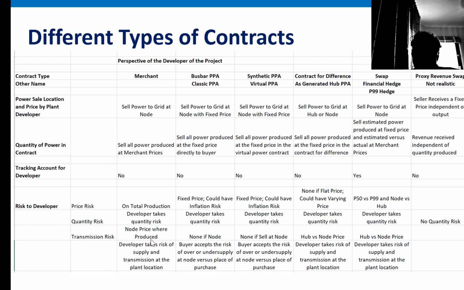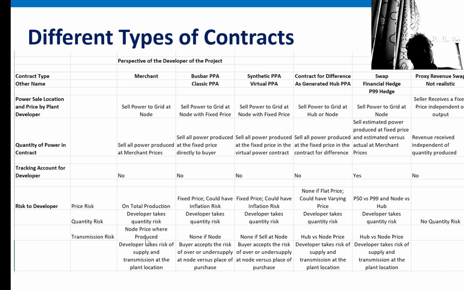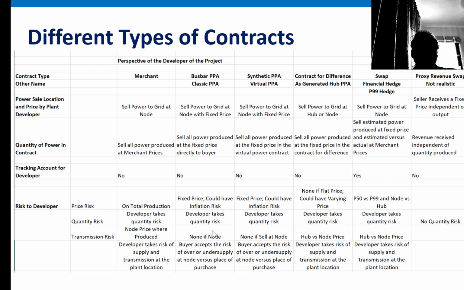The node is a market, a supply and demand market where you're producing the power. The hub is more centrally located where you have liquidity and people can make trades. That's the fundamental difference. That's why they have it. Okay, and then we go to a bus bar PPA. I've already kind of mentioned it. You sell at the grid.